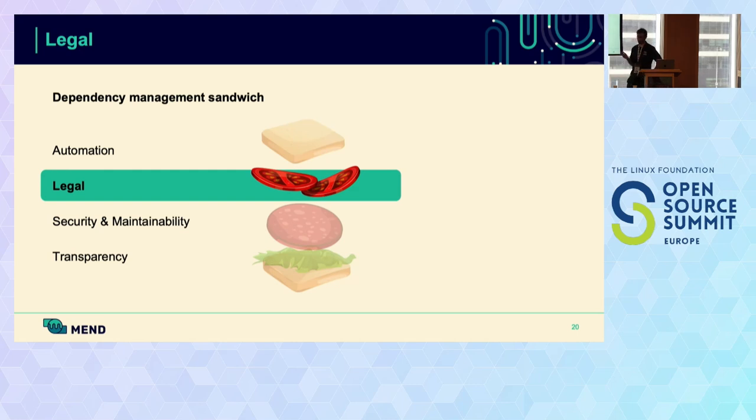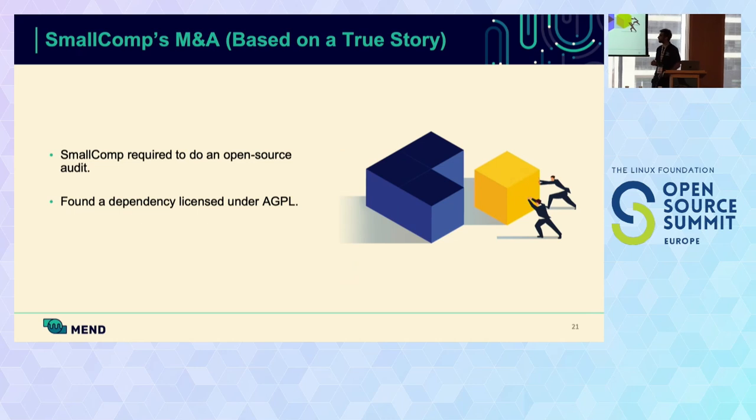So we have Small Comp, which is a small software company, and Large Comp, which is an enterprise scale software company. And as part of any standard M&A or OEM agreement between two software companies, Small Comp was required to do what's called an open source audit, which basically means to list all of their open source components as well as their licenses, so that Large Comp can ensure that they're not inheriting any legal risk with the taking of Small Comp's dependencies into their code base.